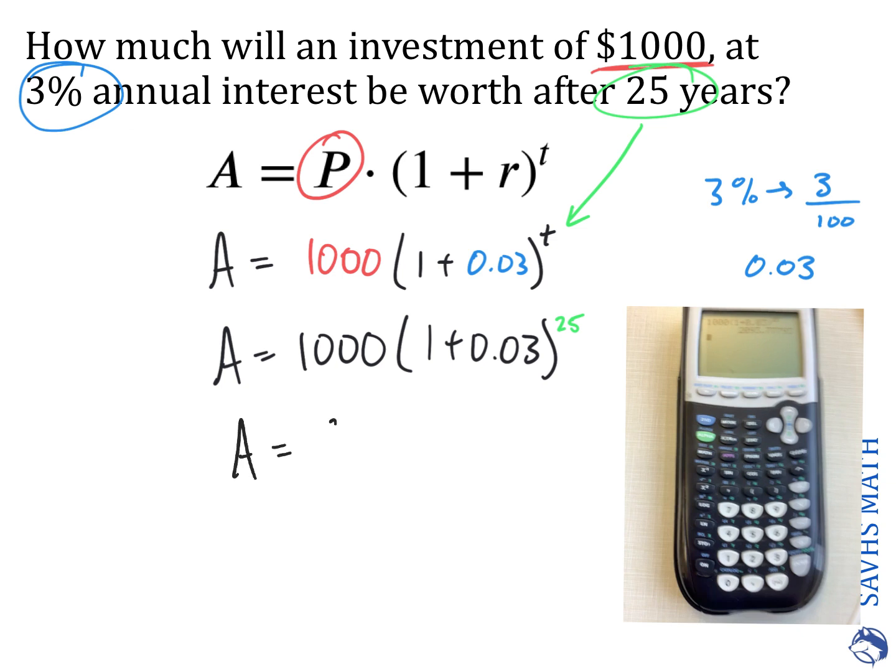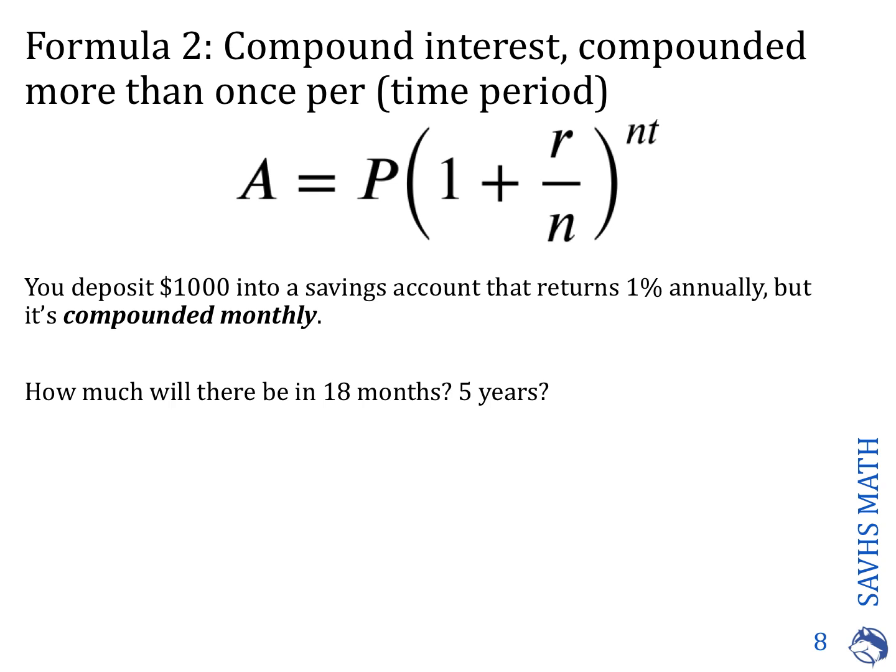So I'll just write this down really quick. My answer is $2,093.78. Okay, cool. So that was yearly compounding. Let's talk about when we compound the interest more than one time per year.